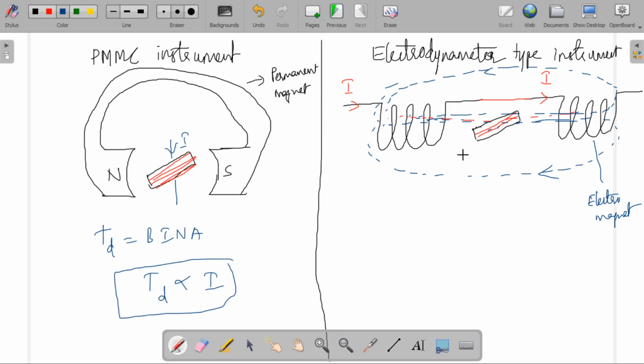Now this moving coil also carries current here. These two coils are fixed coils. So let IF be the current flowing through these two fixed coils, and let IM be the moving coil current. This is IF, this is also IF, this is IM. In the PMMC case, the deflecting torque depends only upon the current flowing through the moving coil, since the main magnetic field is constant.